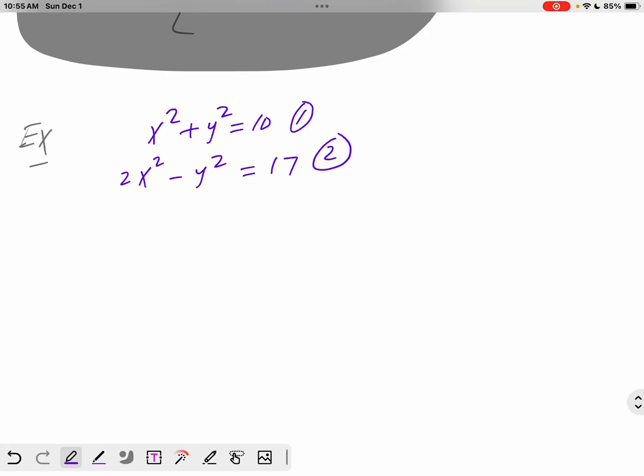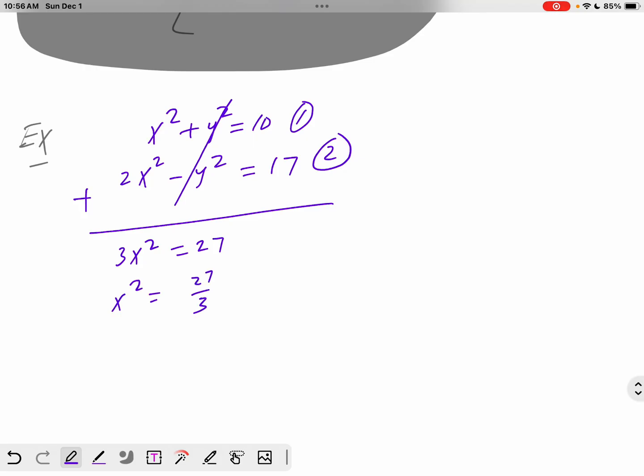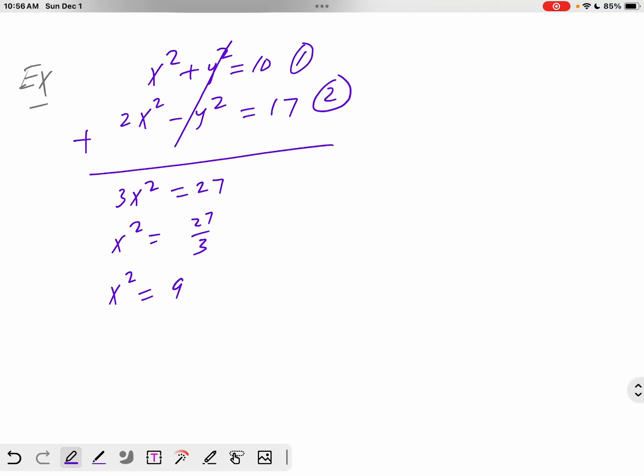So if you add these, the y cancels. Then this is 3x squared equals 27, or x squared equals 27 over 3. So x squared equals 9. Using your square root principle, x equals positive or negative 3. So x is 3 or negative 3. Now, just like last time, we use number 1 twice because we have 2 x values.